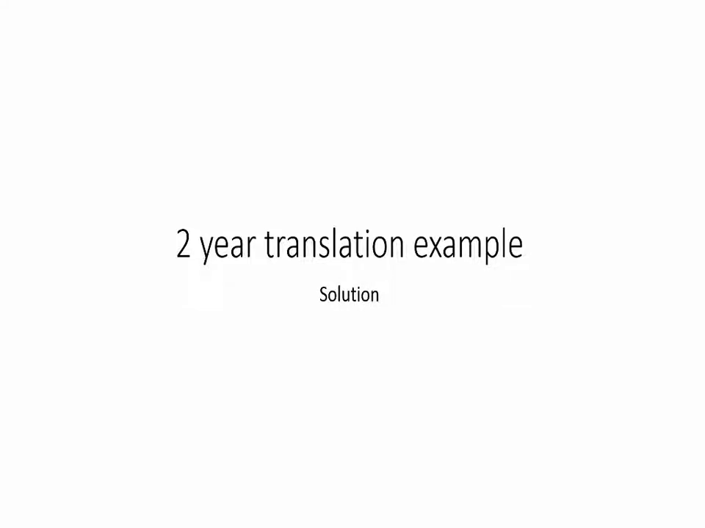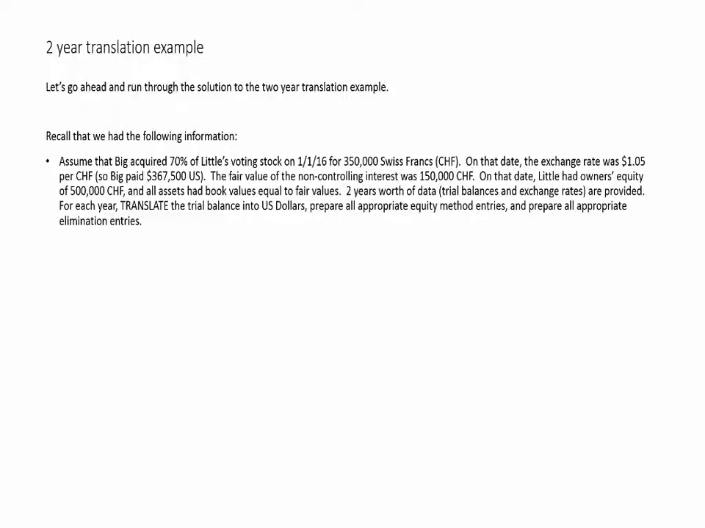Okay, let's go ahead and go through that two-year translation example solution. And again, just to remind ourselves, we had the following information. Assume that Big acquired 70% of Little's voting stock on January 1st, 16 for 350,000 Swiss francs. On that date, the exchange rate was $1.05 per Swiss franc. The fair value of the non-controlling interest was proportional at 150,000 Swiss francs. And on that day, Little had owner's equity of 500,000 Swiss francs, and all assets had book values equal to fair values. And we've got 2 years worth of data on trial balances and exchange rates.